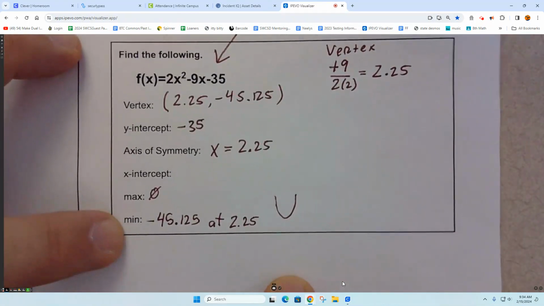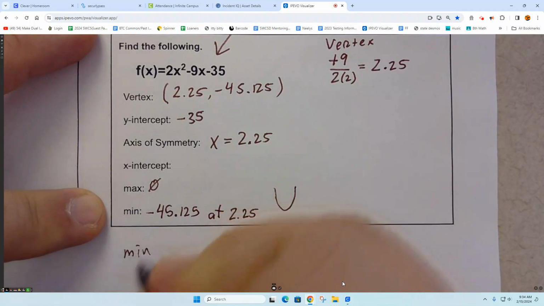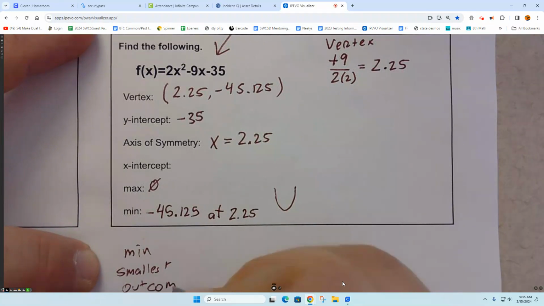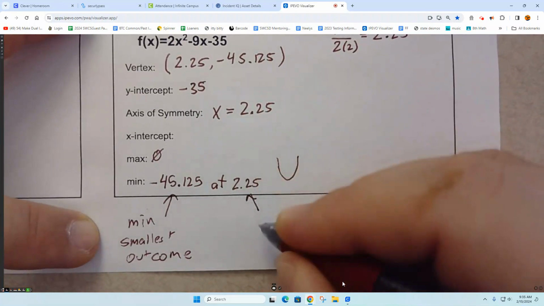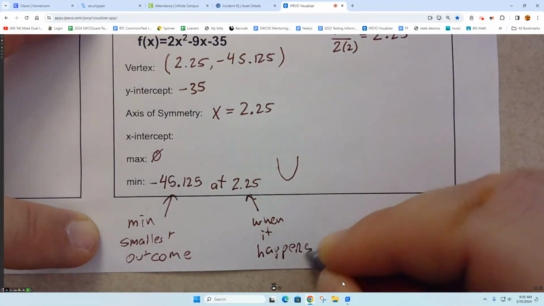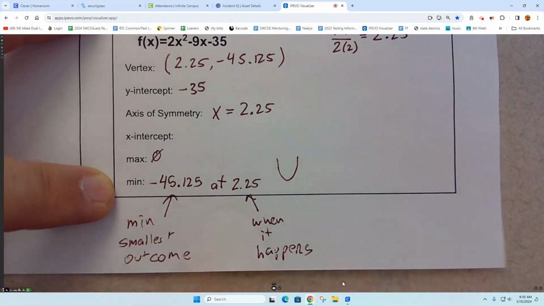So just so we're clear, this is the min, or the smallest outcome. This is the smallest outcome, and this is when it happens. So it depends on how I'm asking the question. If I say, when is it at its lowest? You'd say 2.25. If I said, what is its lowest? You would say negative 45.125. If it just said min, you might answer this, or it might say, give it to me as an ordered pair.